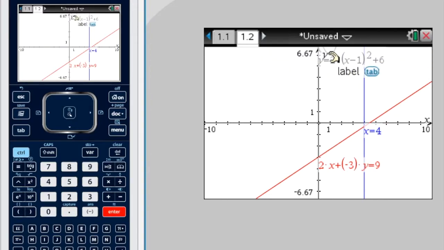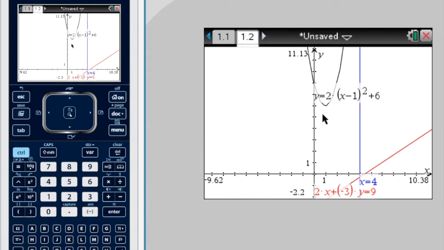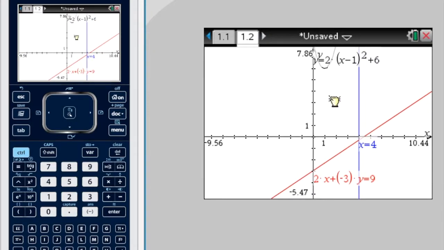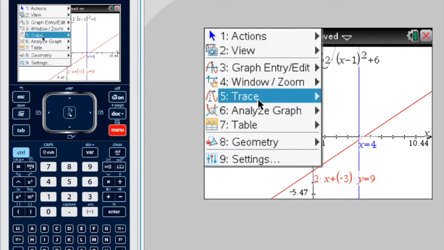Okay, it's up here. The vertex is at 1, 6. So if we go up, there it is. 1, 1, 2, 3, 4, 5, 6. There it is there. So what we predicted would be right. Okay, let's try another one.